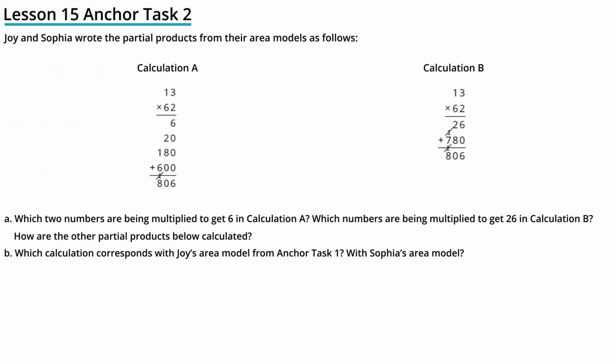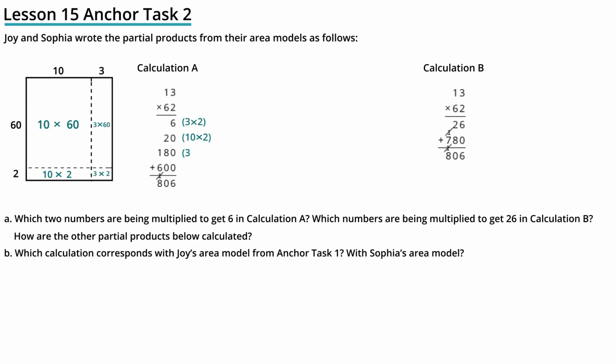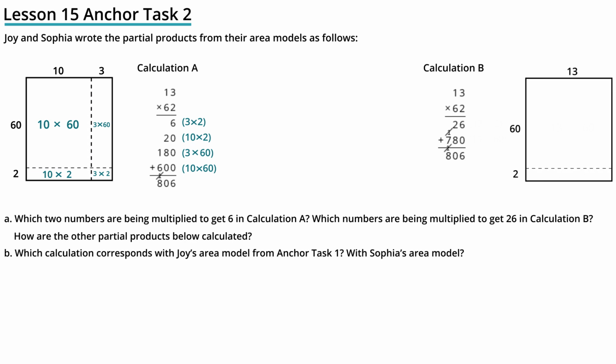Similar to Lesson 14, Anchor Task 2 above, the 4 sections of Joy's area model connect to the 4 partial products of Calculation A. Sophia's area model, however, was combined so that there were just 2 sections, one corresponding to 13 times 60, and the other corresponding to 13 times 2. These connect to the 2 partial products in Calculation B, written in increasing order.